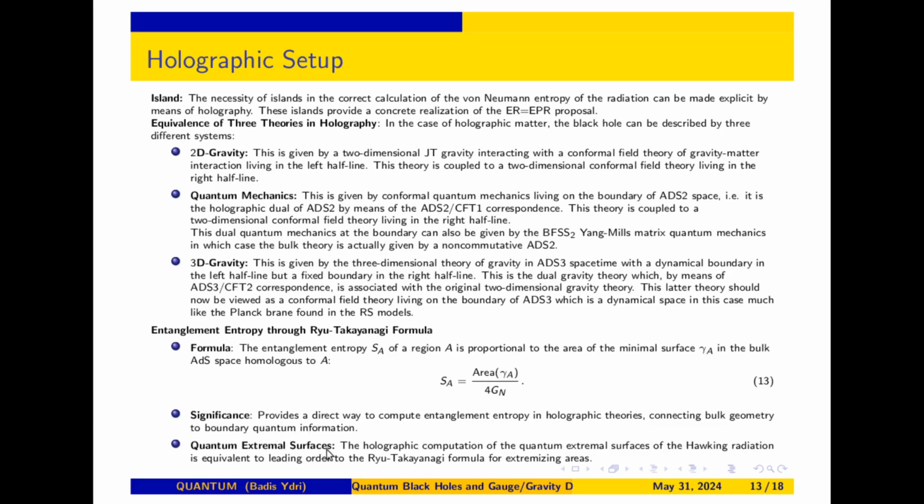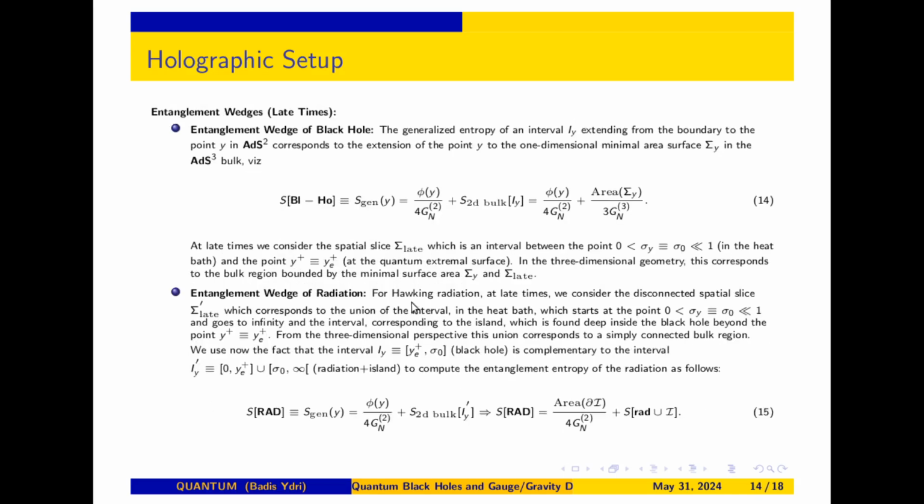The entanglement wedge of the black hole at late time, as described by the black hole entropy in equation 14, is an interval extending from a point in the heat bath to the quantum extremal surface, whereas in the holographic theory, this entanglement wedge is the region bounded by this interval and a minimal area surface in the AdS3 bulk.